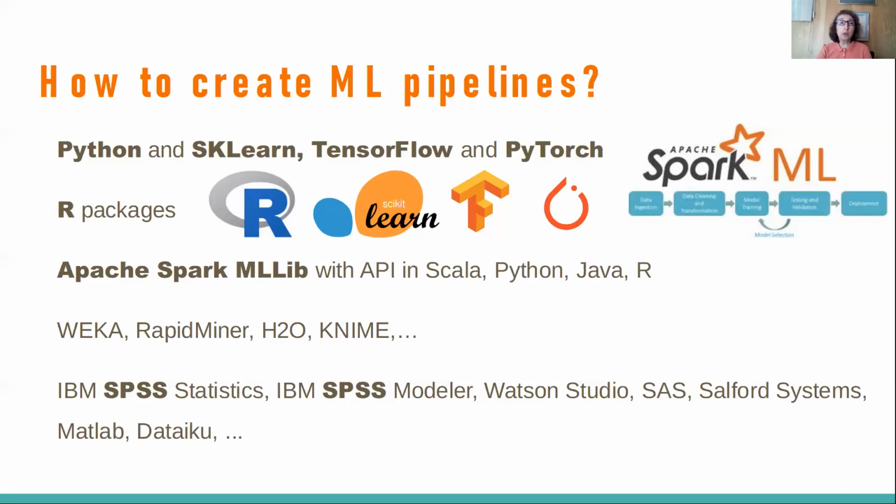And some commercial products are IBM SPSS Statistics, which was the original SPSS product, started back in 1968. And I'm proud to say that I contributed a few models into this product. And there is Modeler and Watson Studio, and then SAS was always the main competitor of SPSS. And Salford Systems was a relatively small company that has been acquired by Minitab. And there is MATLAB, Dataiku, etc.